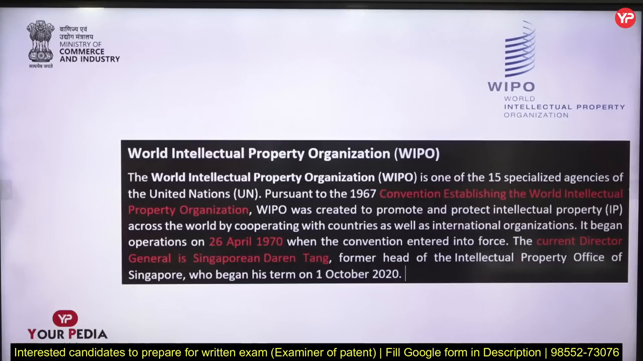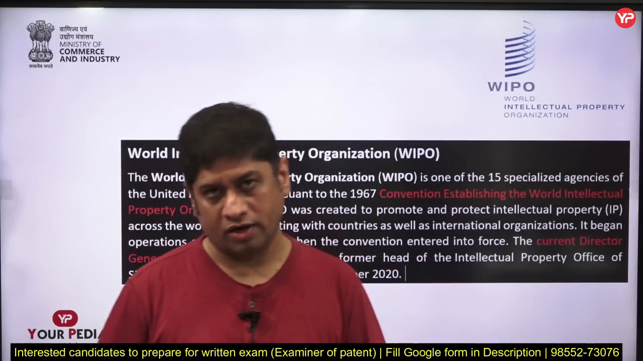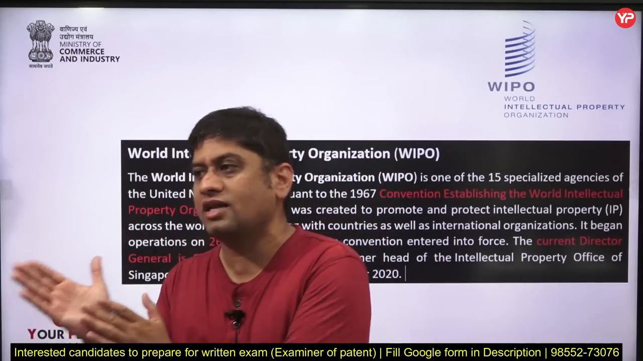So 1967 and 1970 are the two dates. There are two dates for when WIPO was born. The treaty came in 1967, but it became operational in 1970. Let me tell you this way.